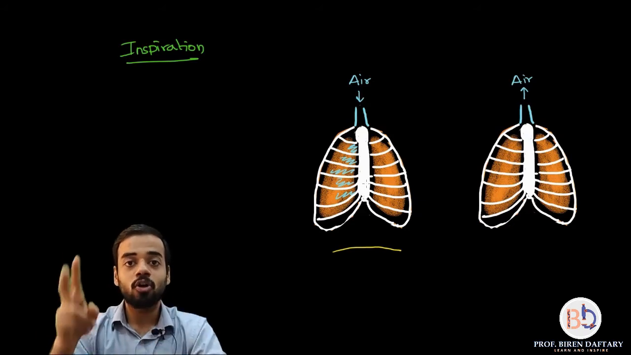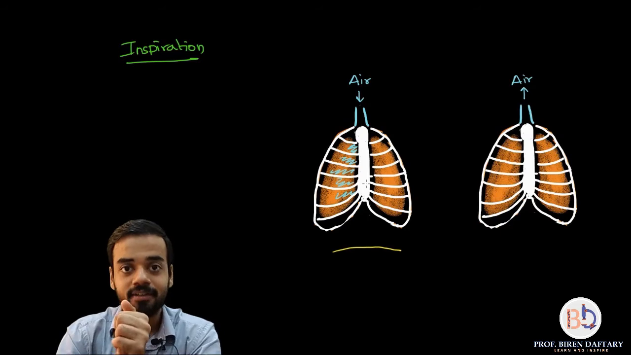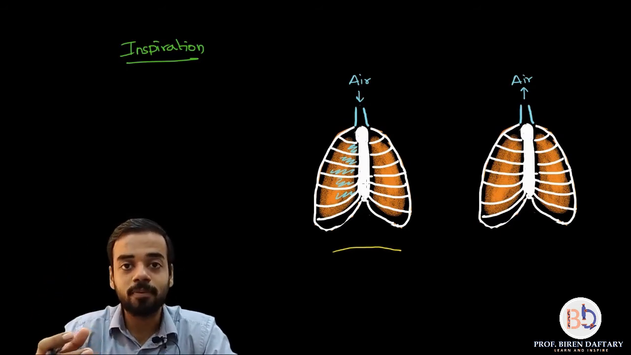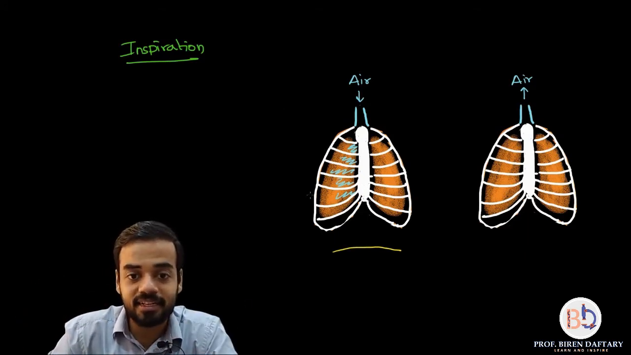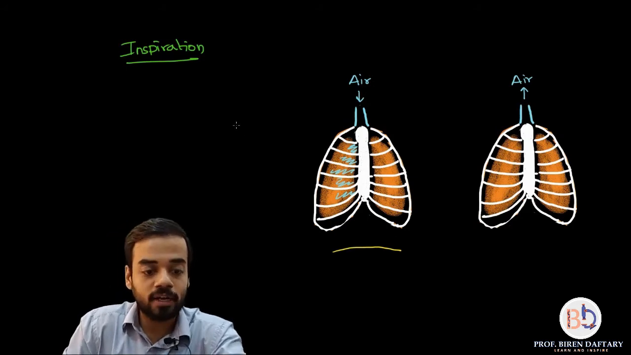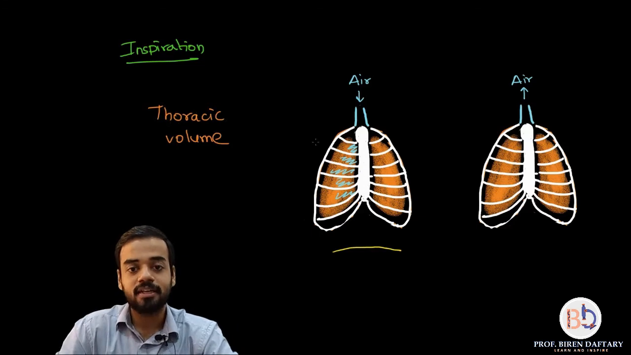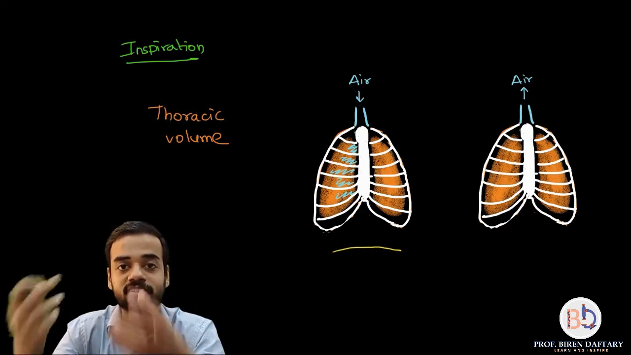So now two muscles have contracted. Diaphragm has contracted, intercostal muscles have contracted. So now there is more space inside this area. This space is called the thoracic volume. So what is thoracic volume? Thoracic volume is the space which is present in this area of the thoracic cage. Why has the space increased? Why has the thoracic volume increased?